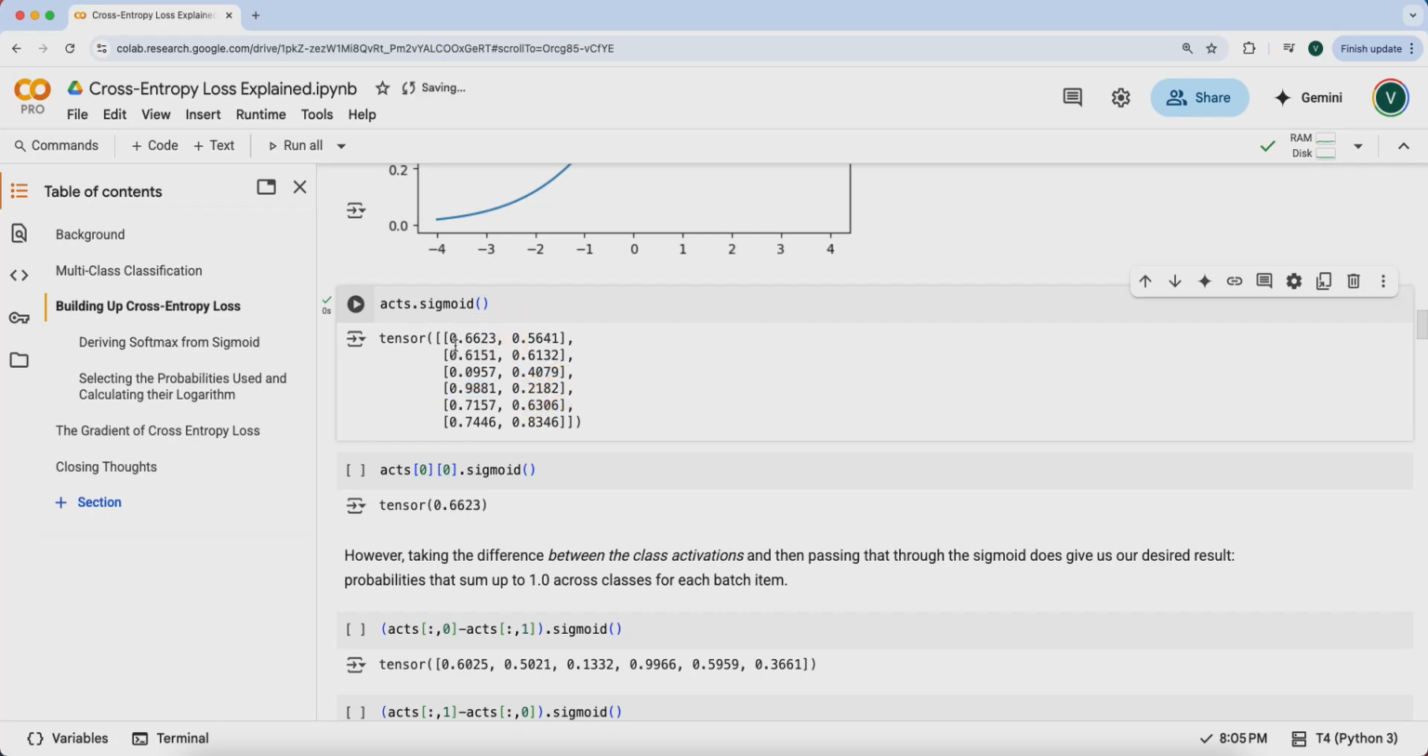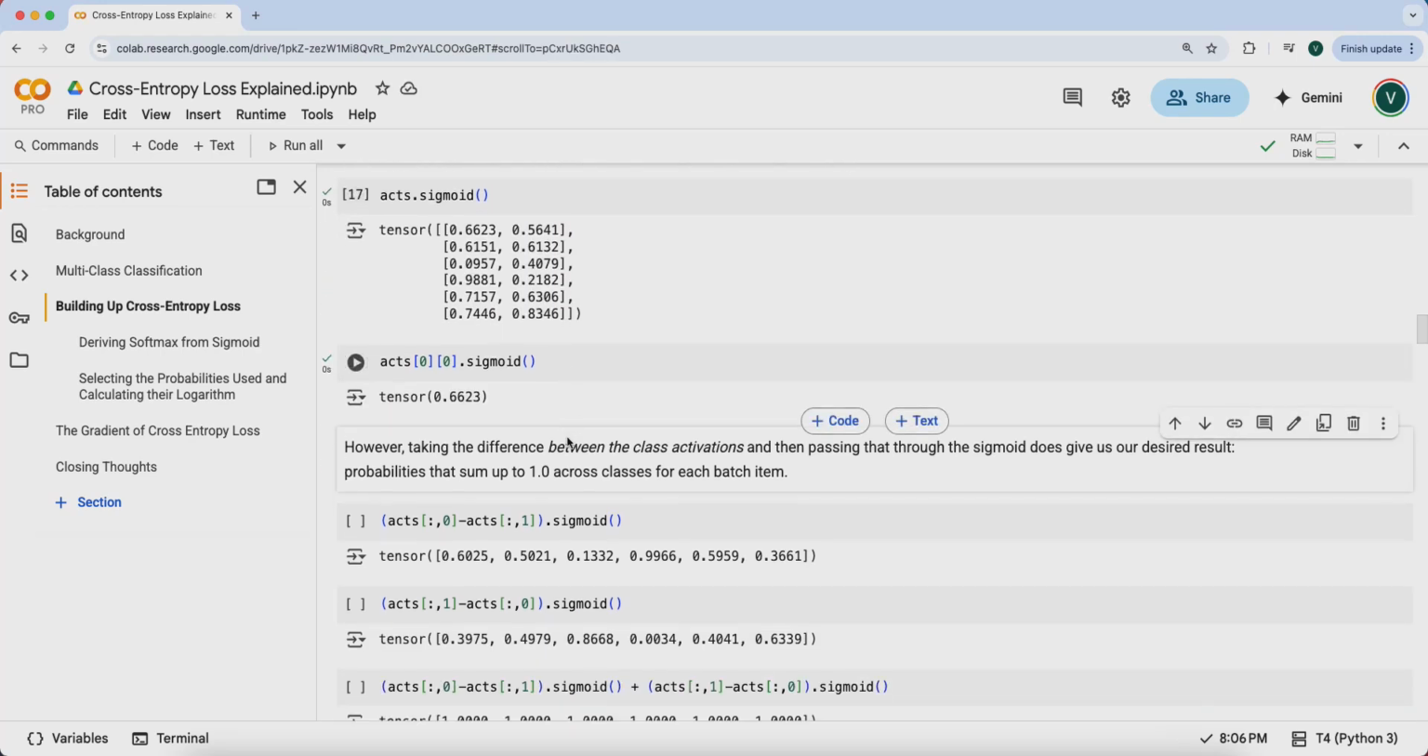So the problem here is that sigmoid is only taking into account that given activation. What we want to do is incorporate some sense of relative probability between these two values. These two values need to be considered at the same time in our equation, because we want to say that out of these two values, this one has a certain percentage and this one has a certain percentage.